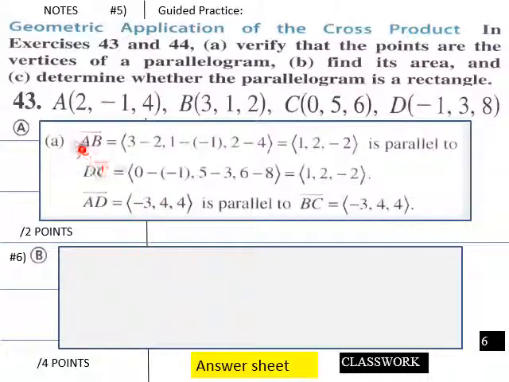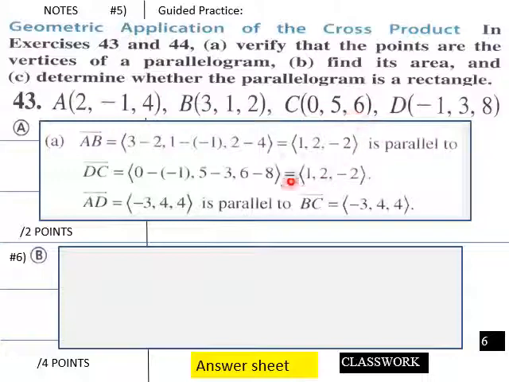So for A, we have AB here equals this, is parallel to DC. So do we know that? It is. We have 1, 2, negative 2 is parallel to DC. Verify that the points are vertices of a parallelogram. Okay, so I guess we're going to say that they are. Now, this is your answer sheet, students. If you want to, you could plot these. I mean, that would be another visual way of doing it.